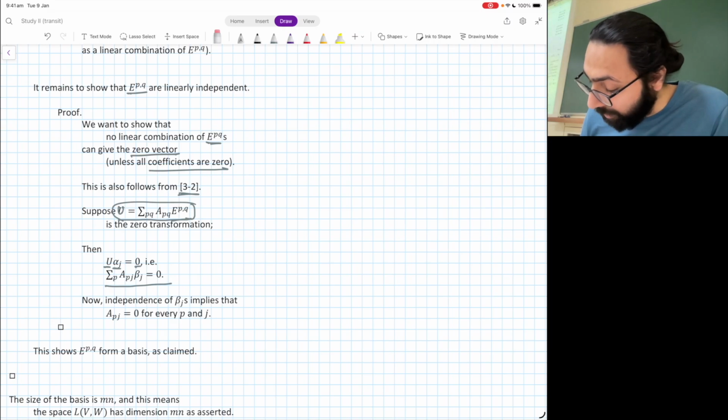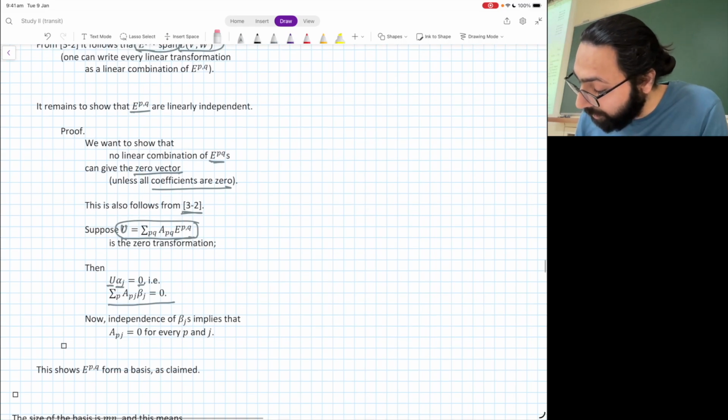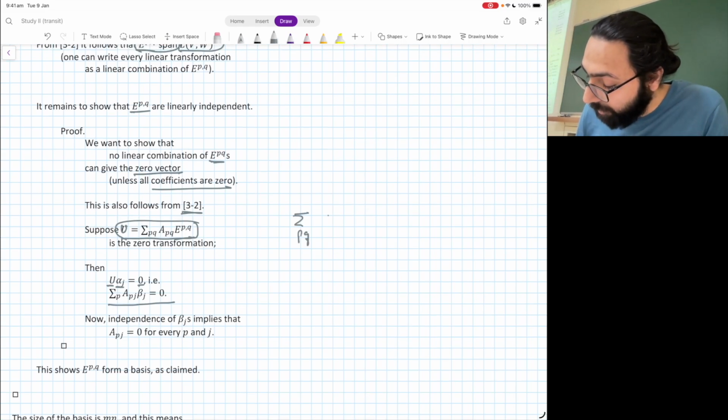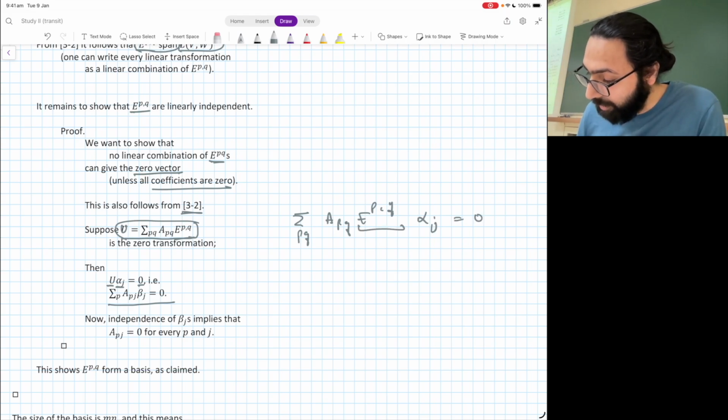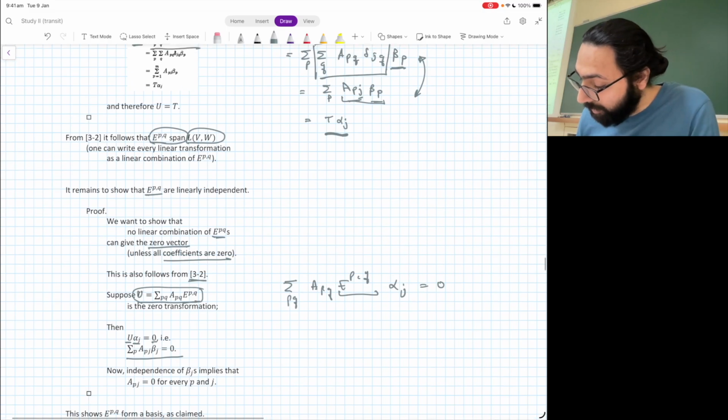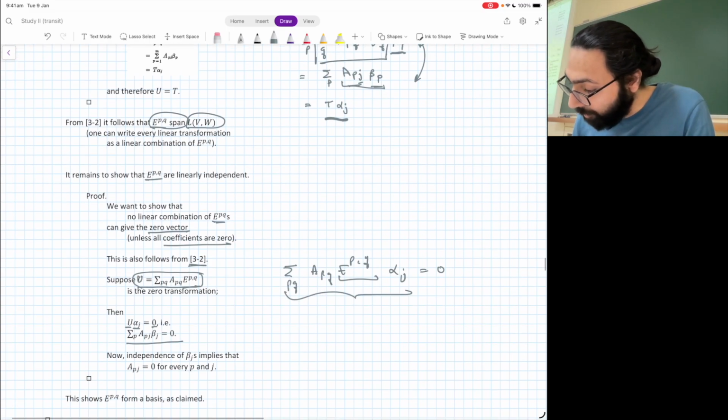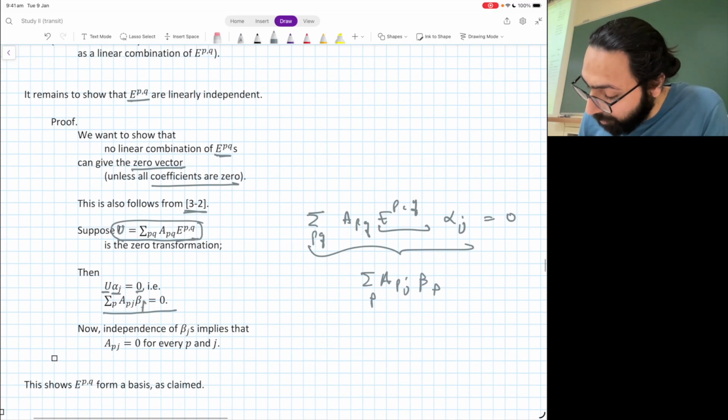Isn't it? Wait, what did it? Okay, let's apply the transformation. Let's do it properly. So PQ, APQ, EPQ. Okay. Acting on alpha j is 0. Okay, the EPQ we just computed. So this entire object from our definition will just give you APJ sum over P. Okay, so I messed up. So this index should be okay.